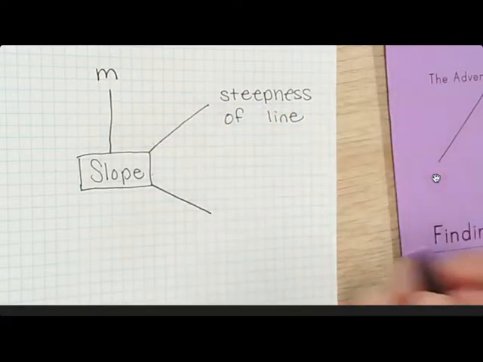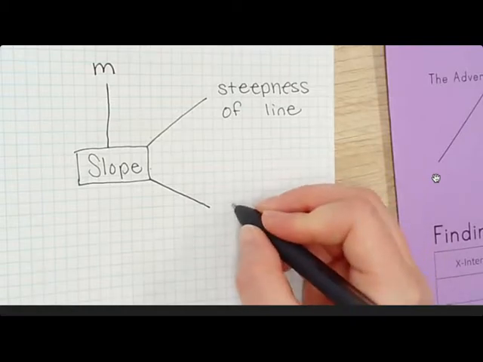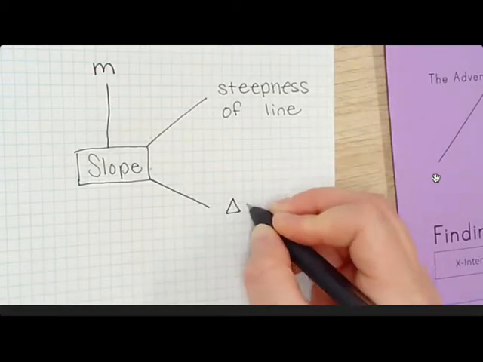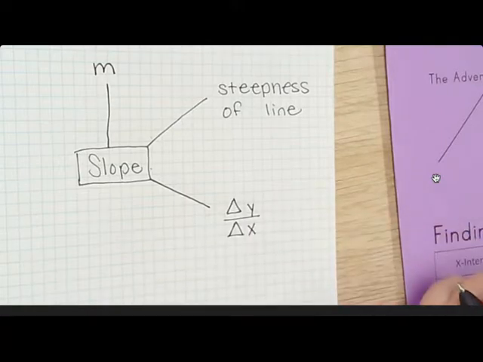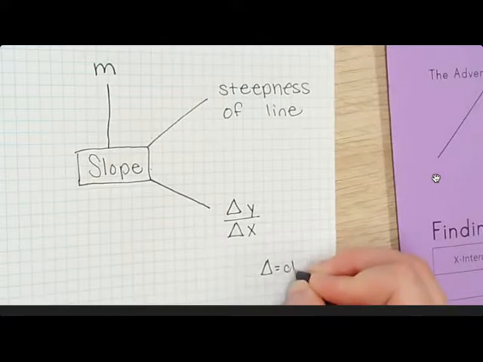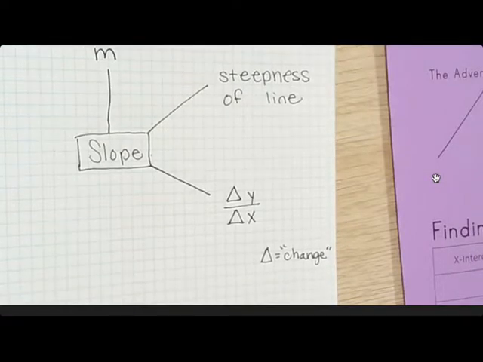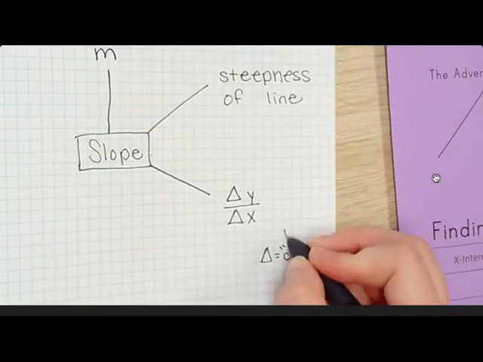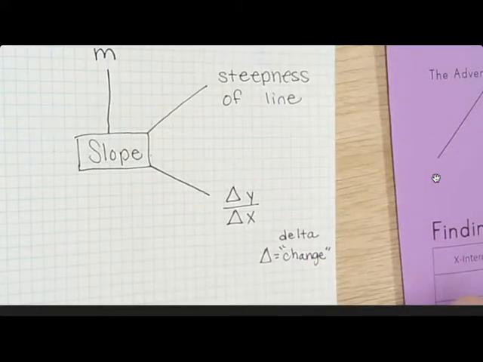Okay, also, slope can be found from a table by doing change of y over change in x. So just to remember, the triangle means change. It means you subtract your y's, subtract your x's. This is a Greek symbol, which is called delta. Delta is the name of that symbol.